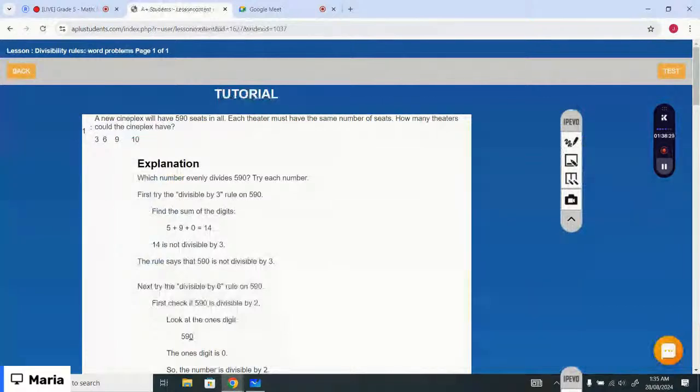A new Cineplex will have 590 seats in all. Each theater must have the same number of seats. How many theaters could the Cineplex have? So basically, you have to see 590 is divisible by which number? 3, 6, 9, or 10, right?